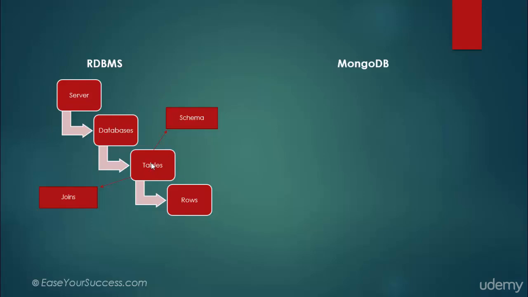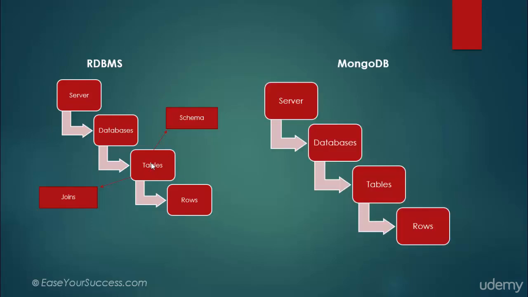Now let's have a look at MongoDB. MongoDB will also have a database server, same as RDBMS. On the database servers, we'll have our databases running. But here, instead of tables, we will have collections. So in RDBMS we have tables, but in MongoDB we have collections instead of tables. And instead of rows, we will have documents. So instead of tables, we will have collections, and instead of rows, in MongoDB, we will have documents.